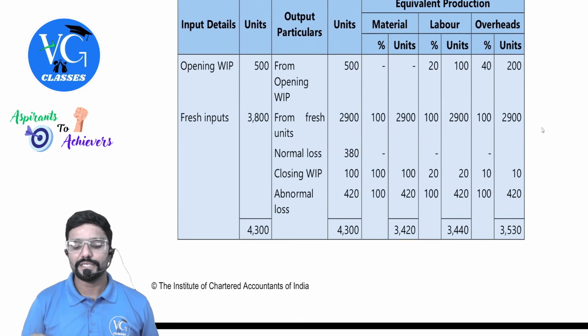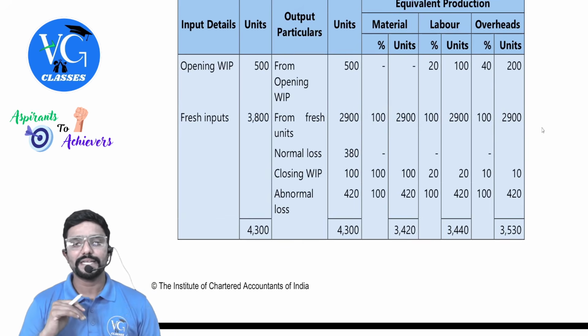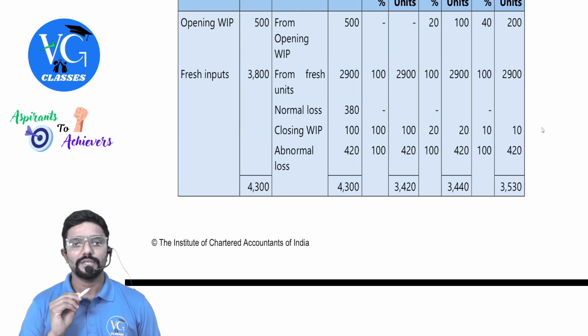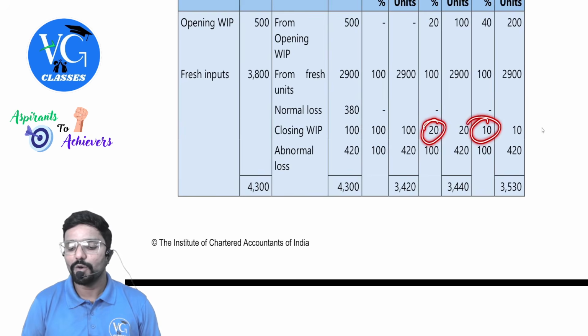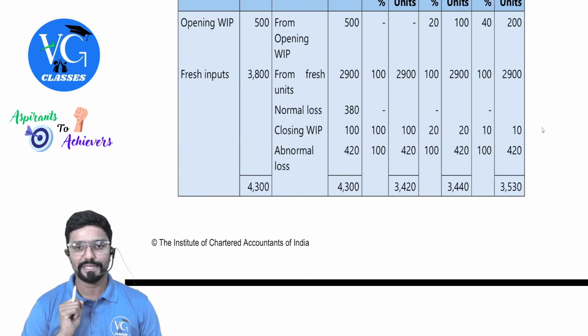Then coming to fresh units, 100% is the degree of completion, so you will get the same equivalent units. Normal loss, just ignore it for units calculation. Then closing WIP: material 100% done, labor 20%, overhead 10%. Accordingly calculate the equivalent units, guys.